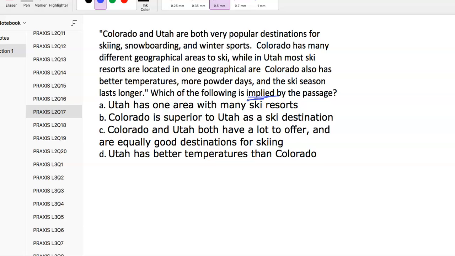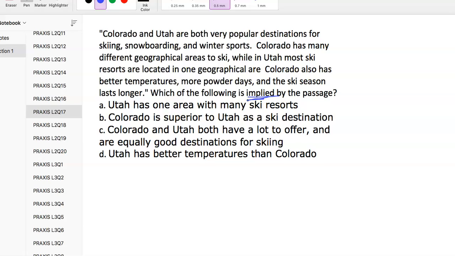Colorado and Utah are both very popular destinations for skiing, snowboarding, and winter sports. Colorado has many different geographical areas to ski, while in Utah, most ski resorts are located in one geographical area. Colorado also has better temperatures, more powder days, and the ski season lasts longer, which is always implied.